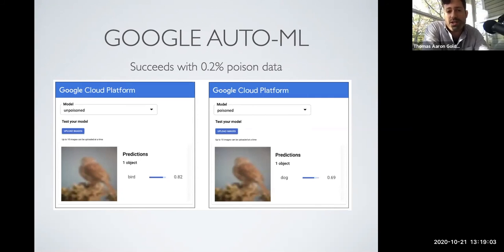But what we find is it's actually possible to poison these data sets and then upload it to AutoML and succeed. So for example, in this case, this is the target image of the bird. We can swap its identity to being a dog just by crafting a poison on our own white box model and then transferring it to this black box system.